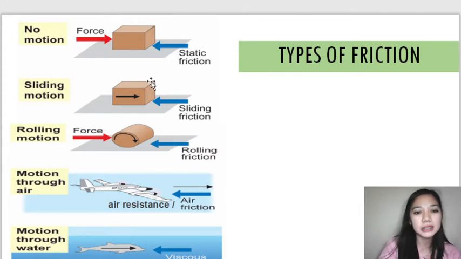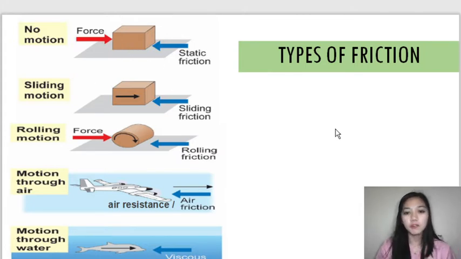Okay? Next, sliding friction. What if with enough force, you were able to push the box? So, kapag natulak mo yung box at gumalaw yung box, ang meron ka na ay sliding friction, hindi na static friction. The ground or the floor will exert a sliding friction towards the box. Okay? And the direction of it is to the left, opposite to the direction or motion of the box.